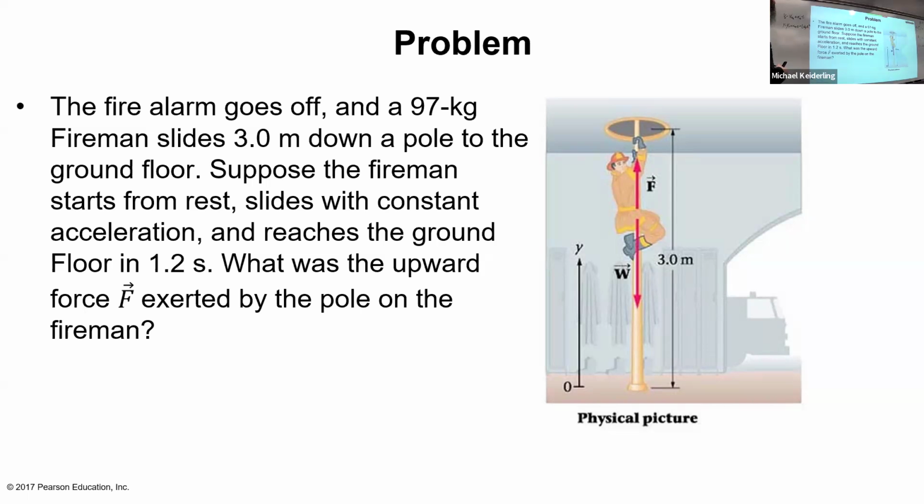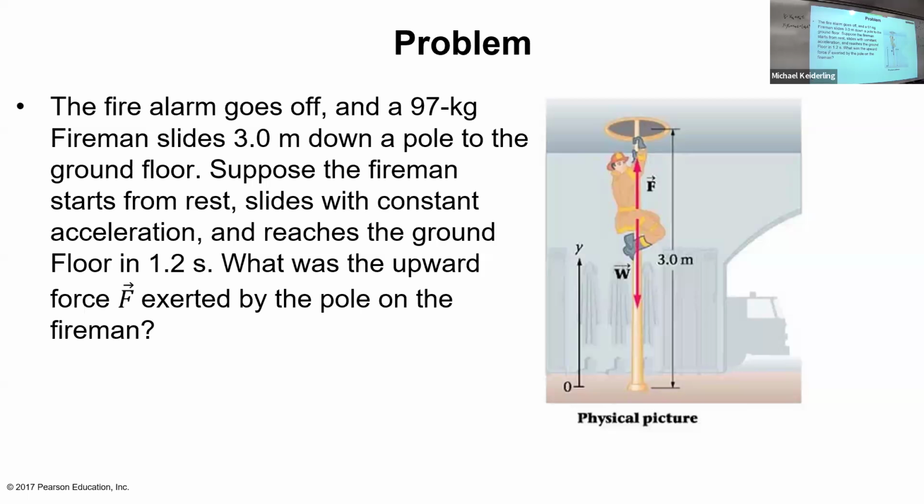And we want to find what was the upwards force F exerted by the pole on the fireman. So for this, to figure out the upwards force F exerted on the fireman, you know the fireman's weight. You can figure out the fireman's weight from his mass. And you want to figure out the total force. And to find the total force, you use the acceleration that you'll work out from the distance traveled in the time it took and that you started at rest.